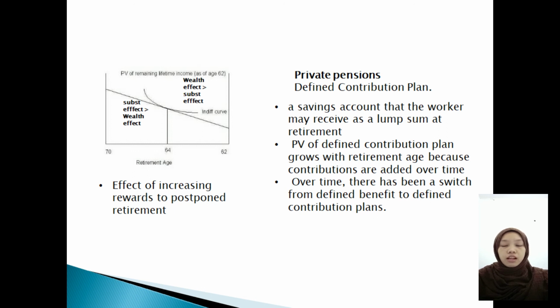Private pensions have two types. First, the defined contribution plan. Defined contribution plans are a savings account that the worker may receive as a lump sum at retirement. The present value of a defined contribution plan grows with retirement age because contributions are added over time. Over time, there has been a switch from defined benefit to defined contribution plans.